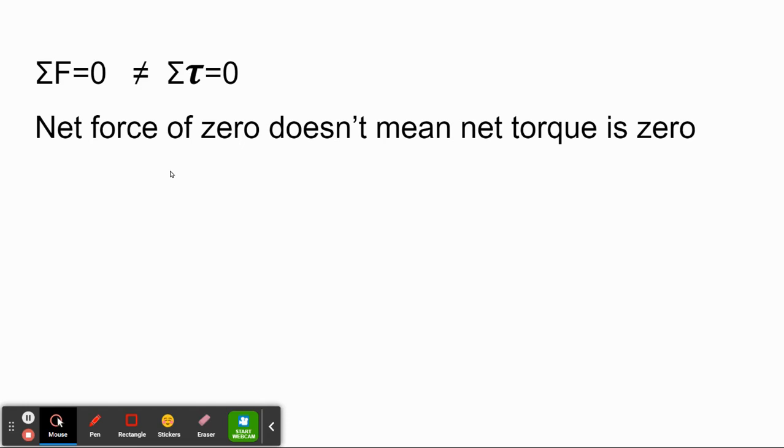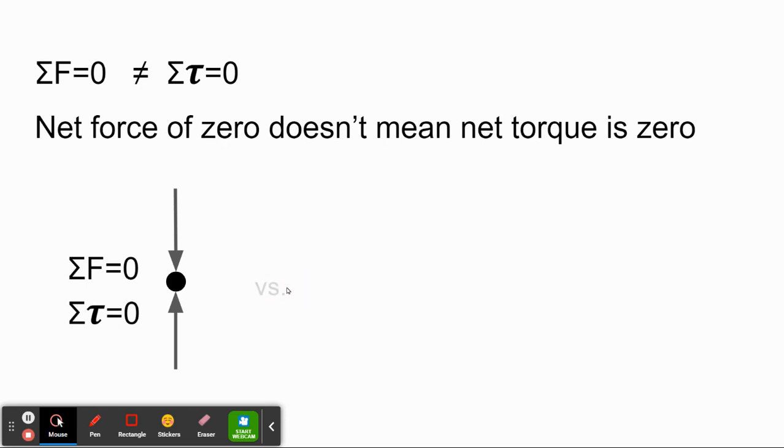Just because there might be a net force of zero does not mean that there's going to be a net torque of zero. So for example, if I have two forces, one pushing up and one pushing down on a tiny little dot, I will have a net force of zero because I have the same amount going up and down. And in terms of torque, it'll also be zero.